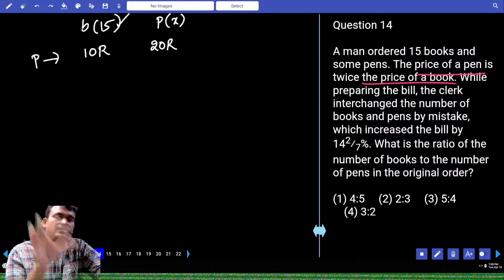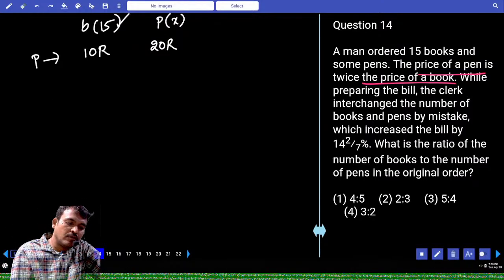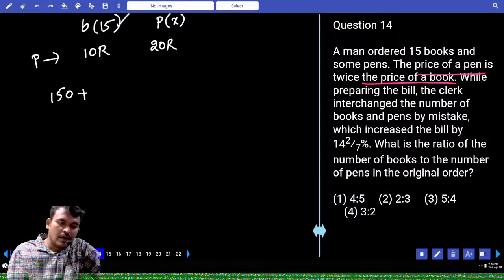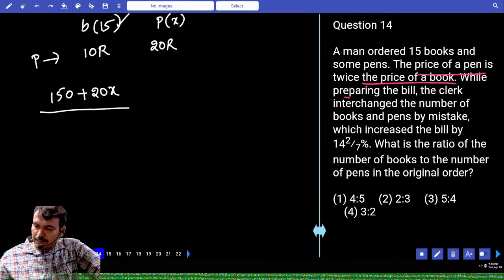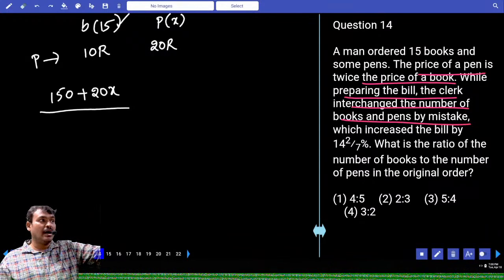How many books are purchased? 15. Every book 10. Total amount 150, plus how many pens are purchased? X. Each one 20. Amount 20x. It is the original bill amount. What is the new bill amount? What is the condition? Preparing the bill, the clerk interchanges the number of books and pens by mistake. Interchange the articles.